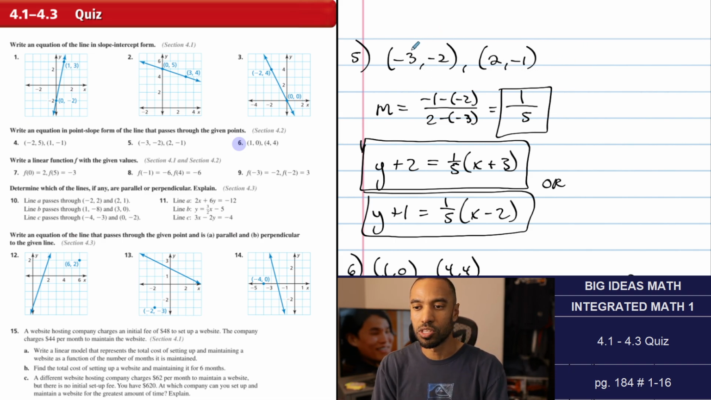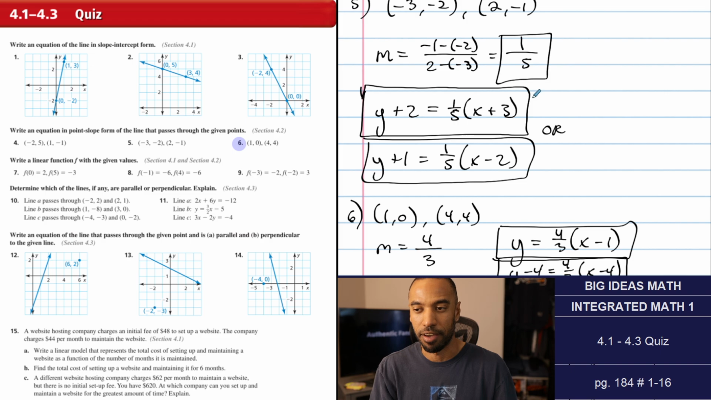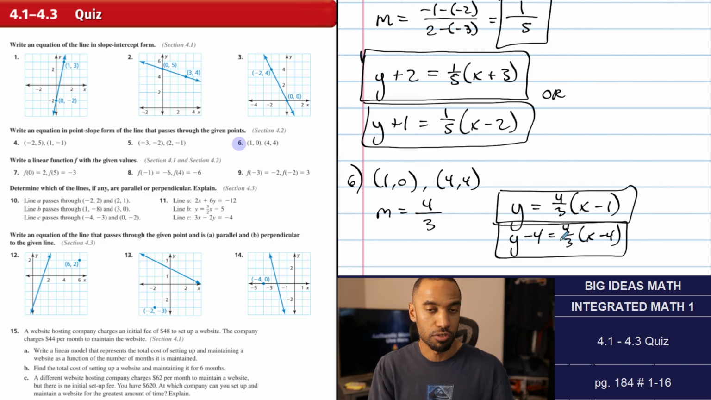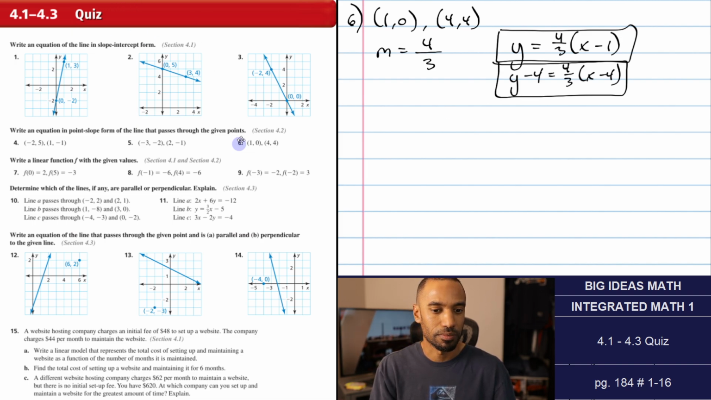If your x's were the same, negative 3 and negative 3, for example, that's all rise and no run. That means it's a vertical line with an undefined slope. Those you can't write in any of these forms. The slope of 0 you can. We might run into them, but so far we haven't. Actually, now that I'm looking at number 8, maybe we will.